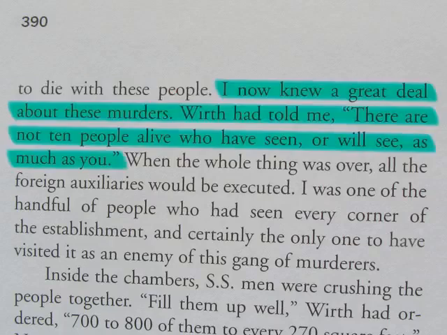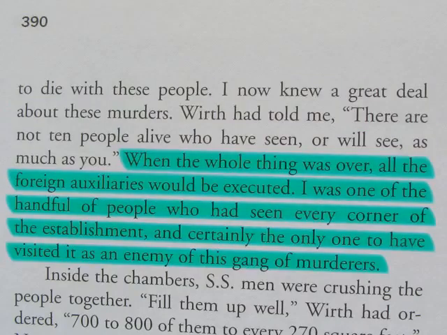I now knew a great deal about these murders. Wirt had told me, there are not 10 people alive who have seen or will see as much as you. When the whole thing was over, all the foreign auxiliaries would be executed. I was one of the handful of people who had seen every corner of the establishment, and certainly the only one to have visited it as an enemy of this gang of murderers."